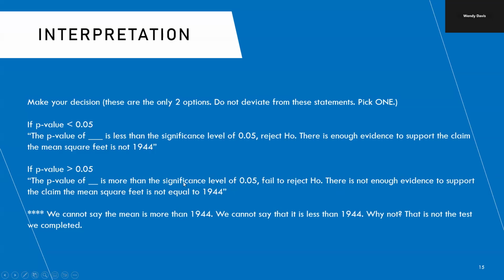Now, the only thing we can say on this test is that it's not 1944. We can't say the mean is more. We can't say it's less. We didn't test that. So the only thing that you can say is it's not equal.